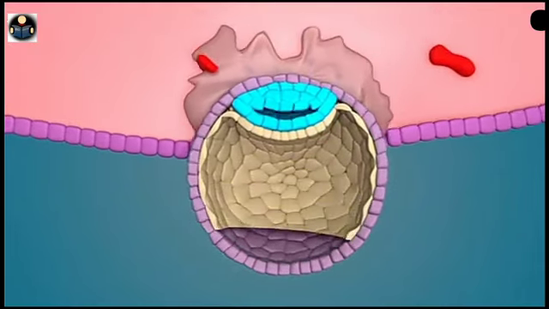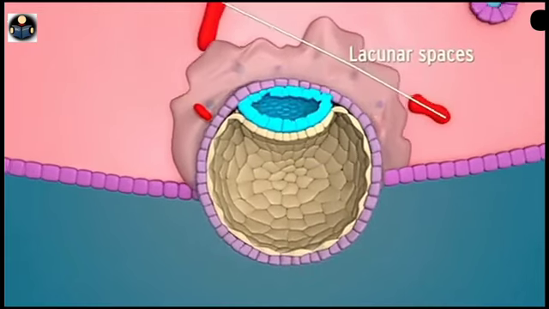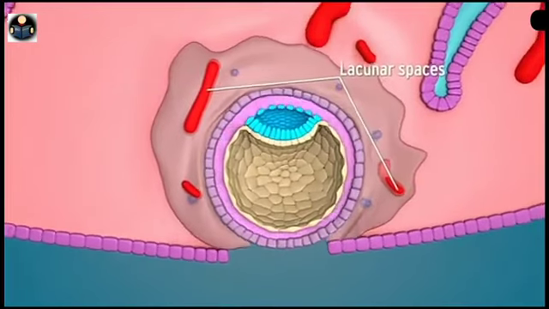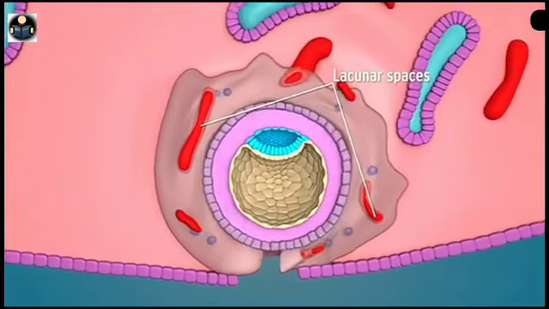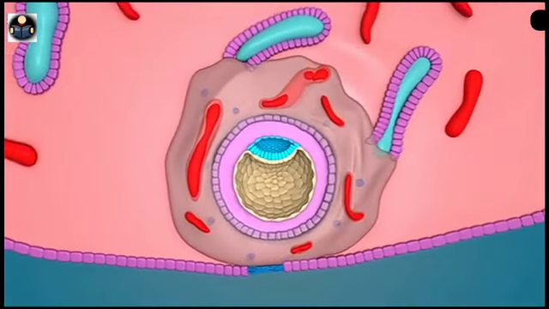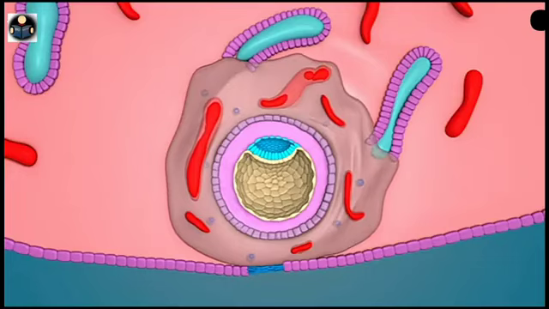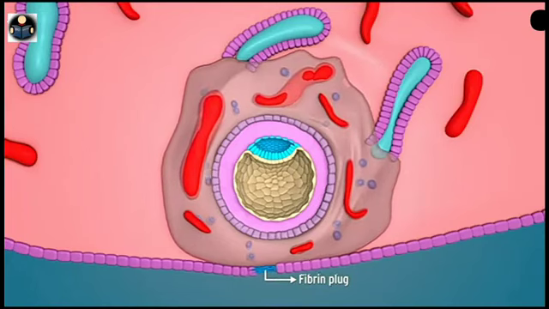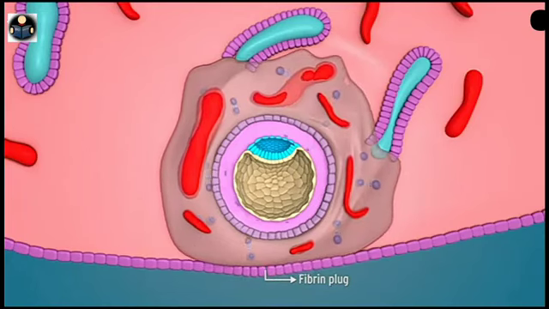In syncytiotrophoblast, many lacunar spaces start appearing. Spiral arteries directly open into the lacunar spaces and are filled by maternal blood, which is necessary for nourishment of the developing embryo. At about this time, the embryo has completely invaded the maternal endometrium and is closed initially by a fibrin plug, which is further replaced by endometrial epithelium.